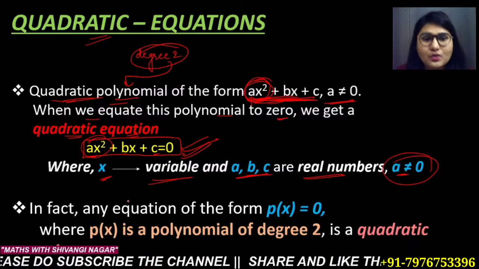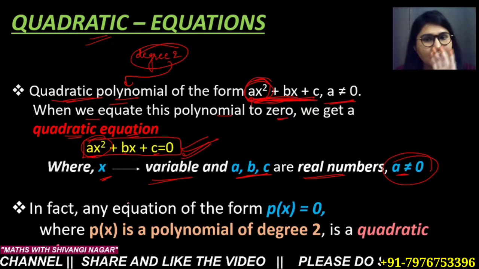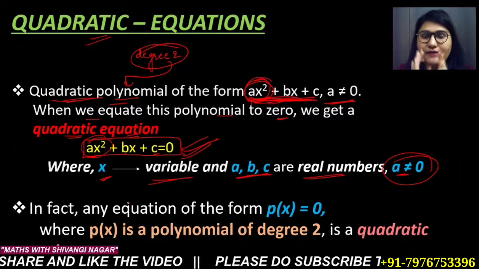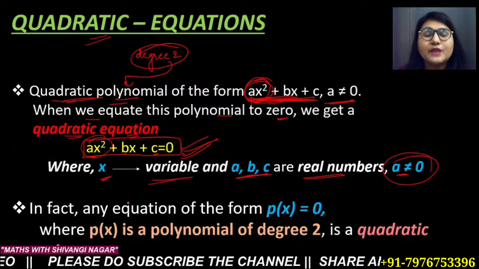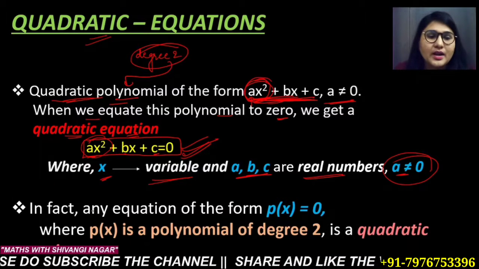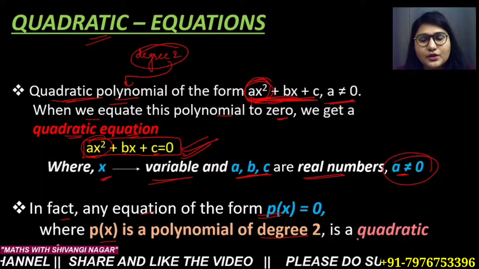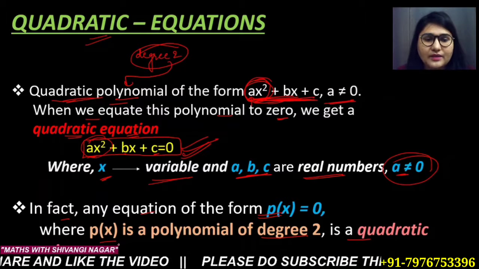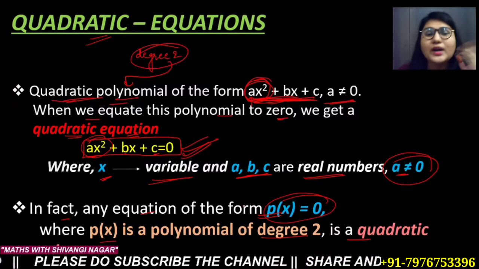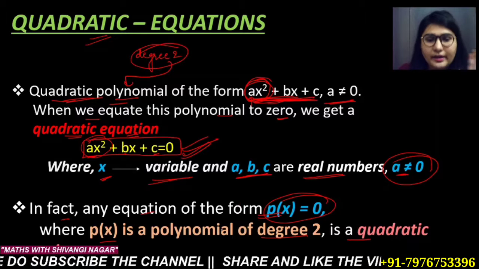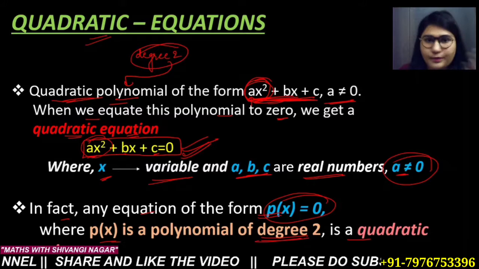So what is a quadratic equation? First of all, any expression you have should be in equation formation, that means you should have an equal to sign. Second, the highest power of the variable should be 2. In fact, any equation of the form p(x) equals 0, where p(x) is a polynomial of degree 2, is a quadratic equation. The same thing we have discussed here is written here. Any equation of the form p(x) equals 0 is called a quadratic equation if and only if p(x) is a polynomial of degree 2, that means the highest power of the variable should be 2.